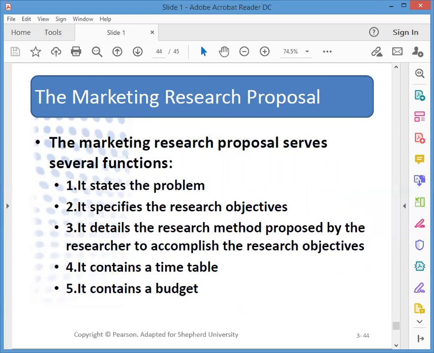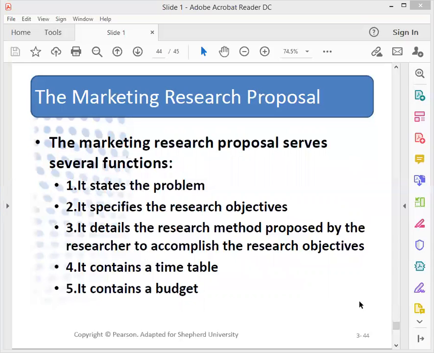So then we come up with the marketing research proposal. It does several things. It states the problem. It states the research objectives. It details the research method, and it contains a timetable, and it contains a budget.